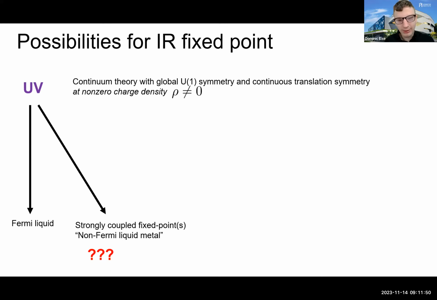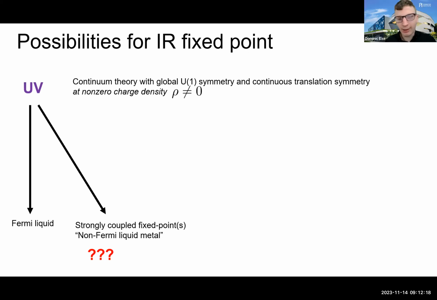And so certainly we see experimentally that there are many materials where it does seem to flow to Fermi liquid theory, and Fermi liquid theory is the correct description of the IR dynamics of the system. But as I already mentioned, there are other systems, other materials where that's not the case. So presumably you flow to some strongly coupled fixed point, and that's what we would like to understand, the nature of that strongly coupled fixed point.